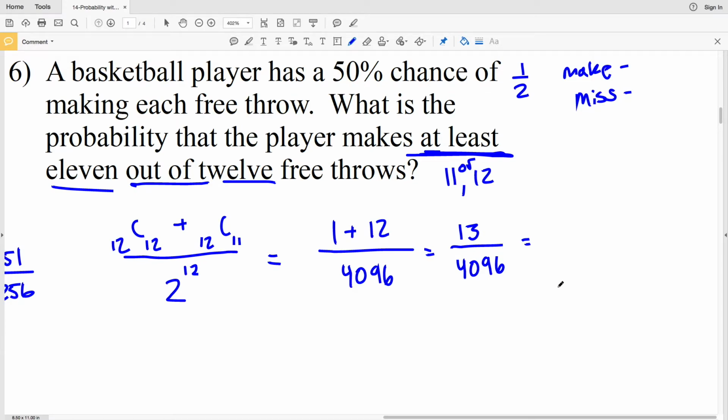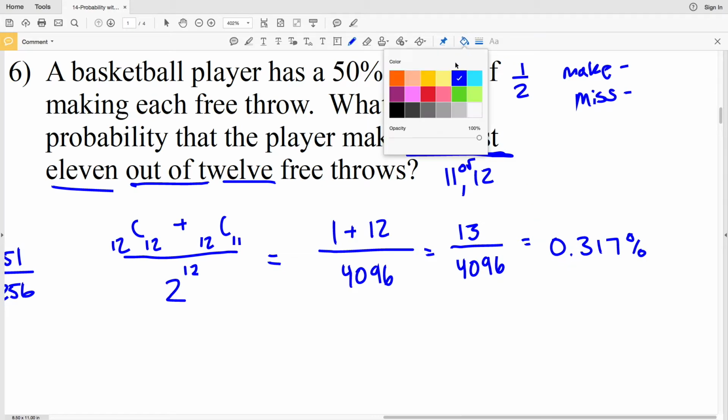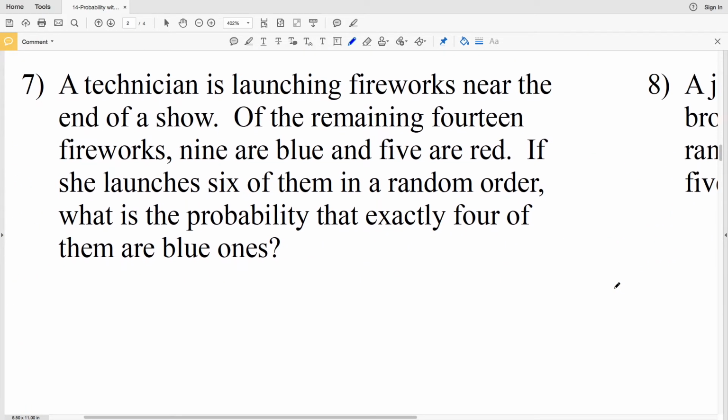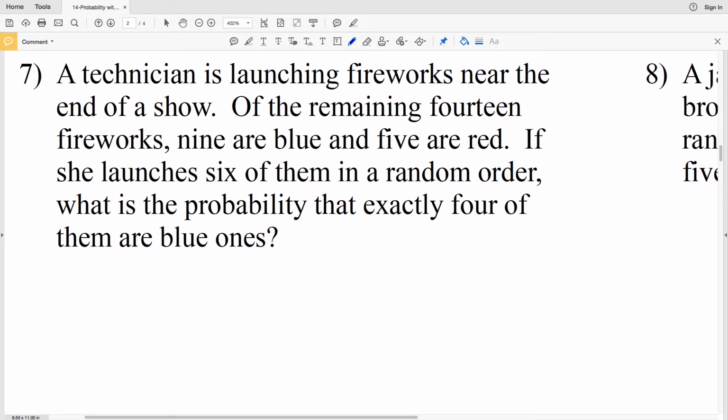13 divided by 4,096 is equal to 0.00317, which, when converted to a percentage, is 0.317%. So remember, we have to move the decimal place over twice when dealing with a percent. And if you want me to write the decimal out, that was 0.00317. So we moved it over twice to get 0.317%.